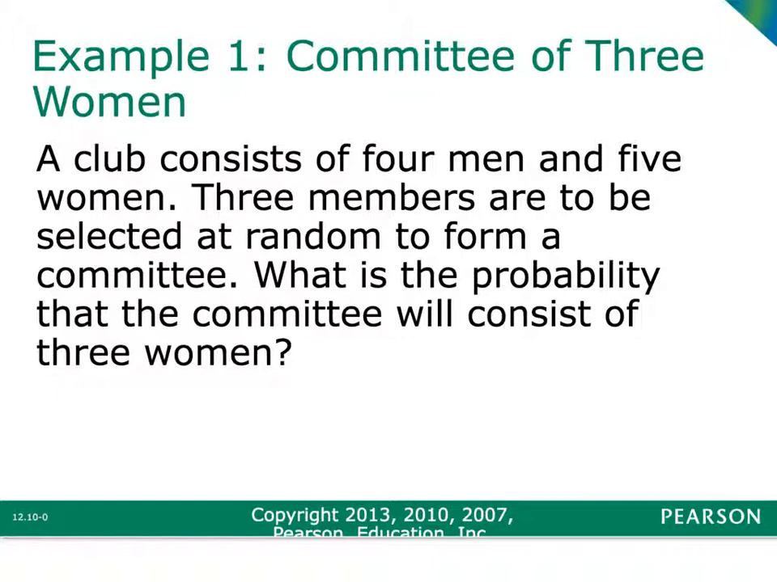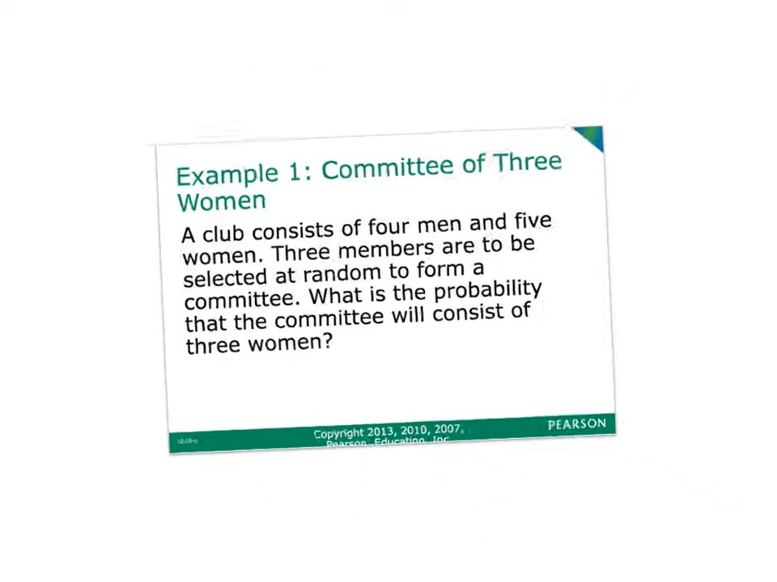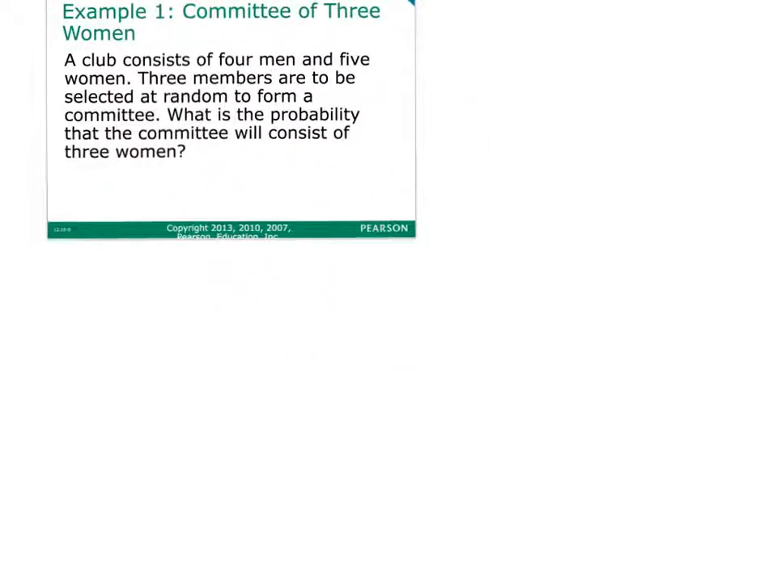So this first example is a committee of 3 women. A club consists of 4 men and 5 women. 3 members are to be selected at random to form a committee. What is the probability that the committee will consist of 3 women? Okay, so remember when you do probability, this is going to be completed as a fraction. And so you first want the number of possible committees with women in the numerator, and you want to divide that by the total number of committees possible.